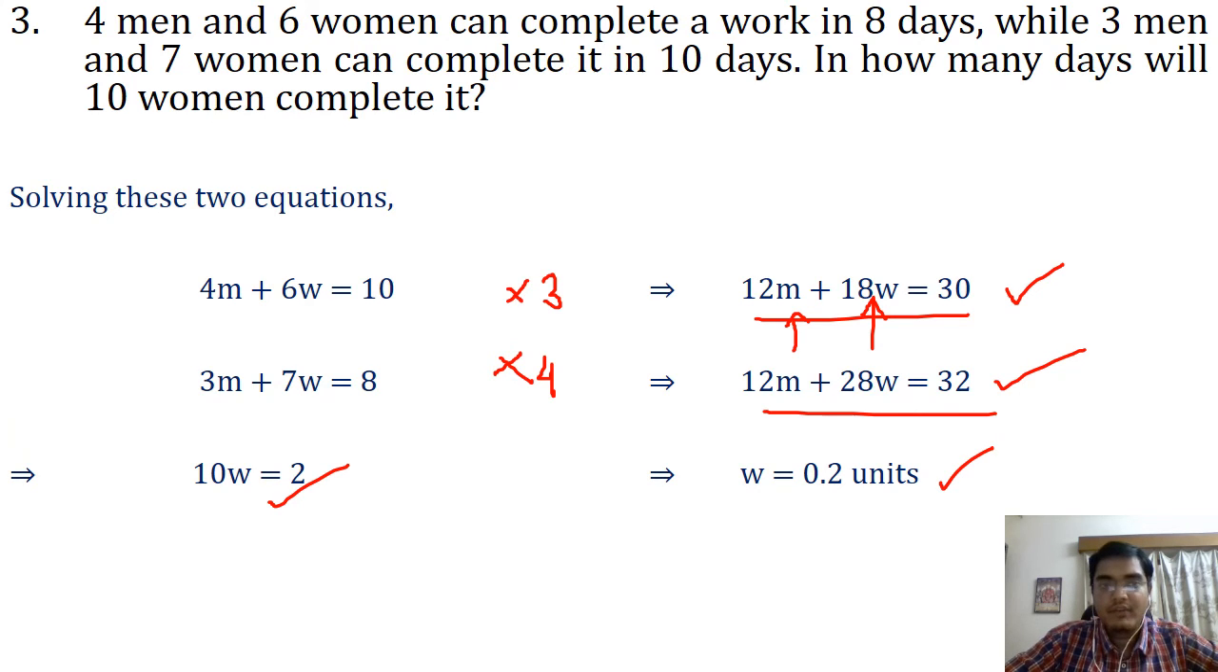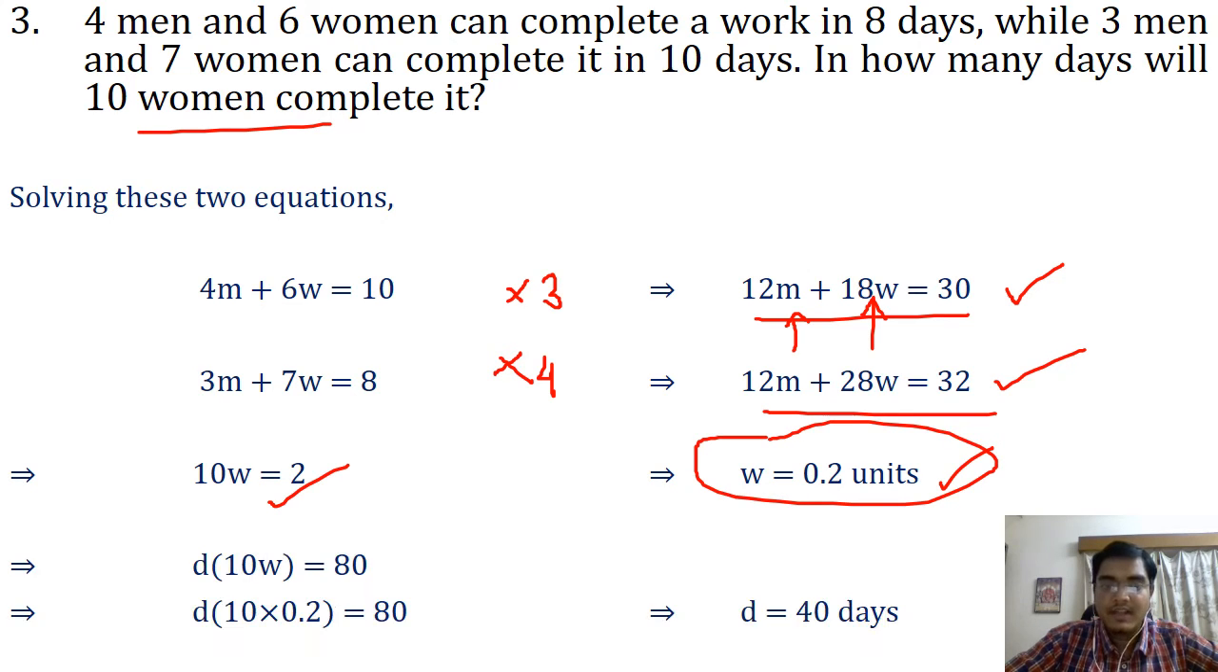Now we are required to find out in how many days will 10 women complete it. So we'll put the value of w in our third equation. Our third equation was d into 10w equals 80. So we put our value of w in this. So d into 10 into 0.2 is 80. We get our d as 40 days.